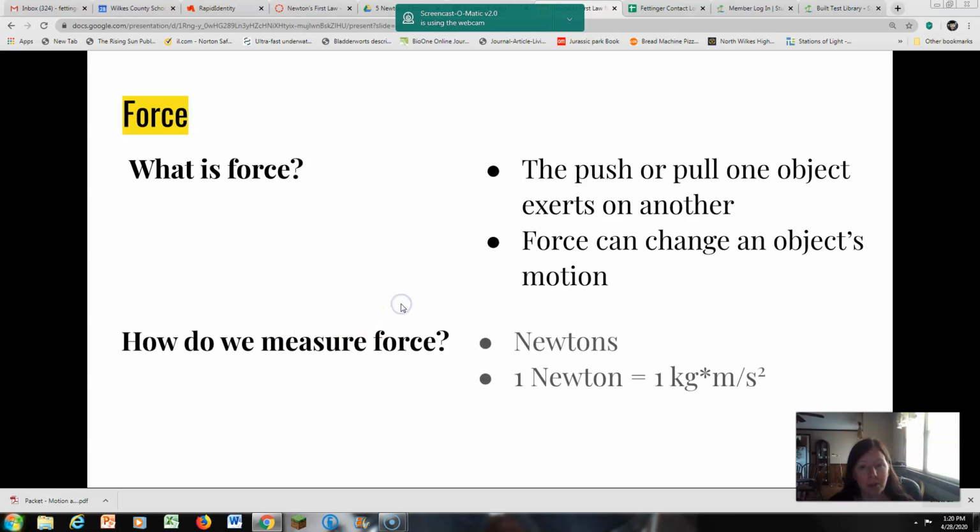So how do we measure force? Our units, when we talk about force, is going to be in newtons. And a newton is equal to a kilogram meter per second square.